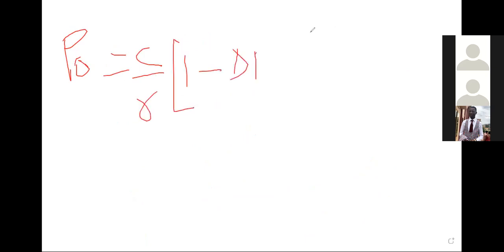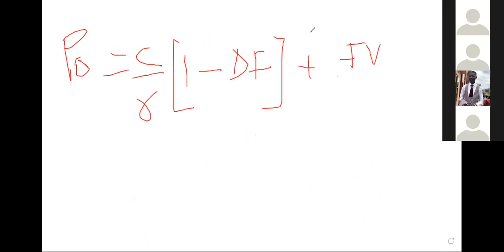because this is how we value a bond. What we just did, the PV, which is the price of a bond, P naught, the present value, is equal to C over R times 1 minus DF, which is the present value formula, plus FV over 1 plus R raised to the power N.